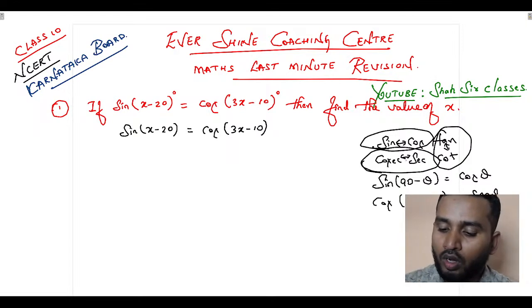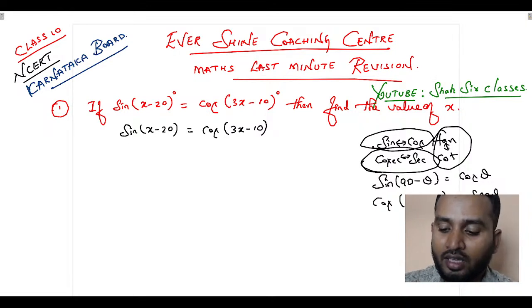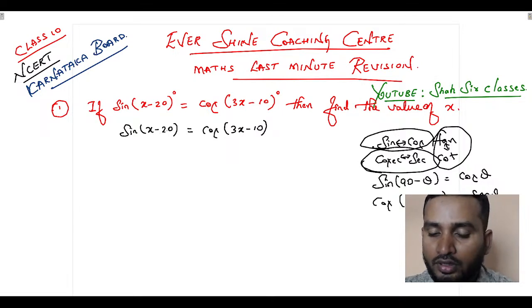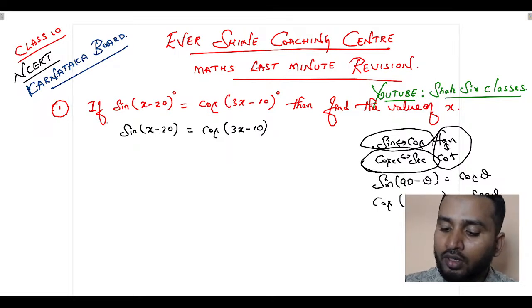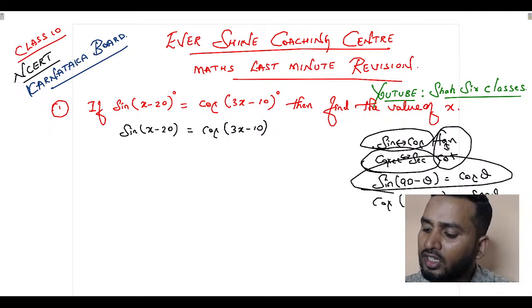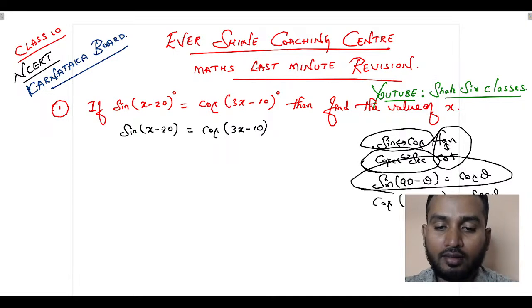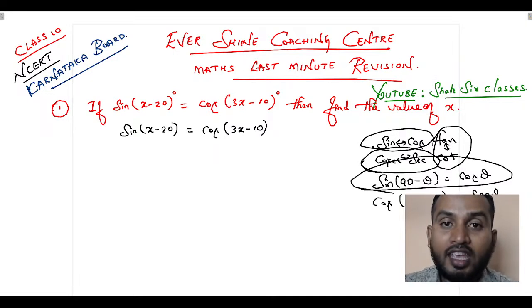Got it? Now what we have to do here, out of these two values, change any one value. Keep sine as it is, change for cos, or keep cos as it is, change for sine. In case I want to change sine, see this is in the form of sine x minus 20. Now let me convert this into the form of sine of 90 minus theta. Then what is sine of 90 minus theta? That is cos theta.